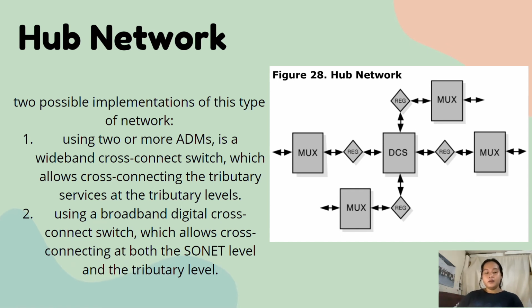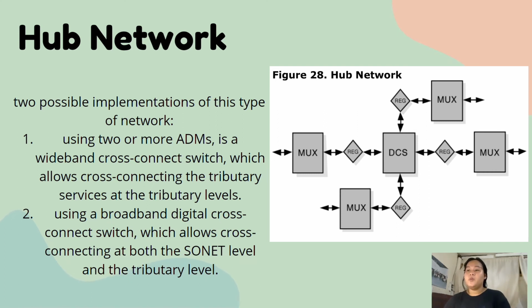The hub network configuration accommodates unexpected growth and change more easily than simple point-to-point networks. Number one, using two or more ADMs is a wideband cross-connect switch, which allows cross-connecting the tributary services at the tributary levels. And the second one is using a broadband digital cross-connect switch, which allows cross-connecting at both the SONET level and the tributary level. So the hub concentrates traffic at a central site and allows easy reprovisioning of the circuit.